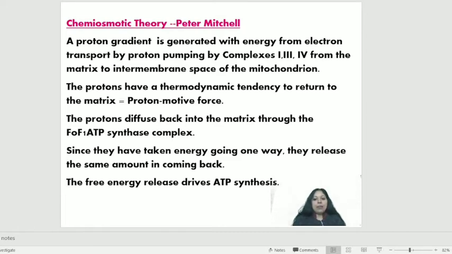Please focus on what I am saying: the complexes involved in the pumping of protons are different, and the complex involved in the synthesis of ATP is different. But one thing is very sure, that they are all located on the same inner mitochondrial membrane. Correct? It was the hypothesis of Peter Mitchell.